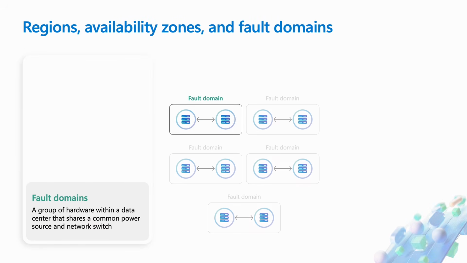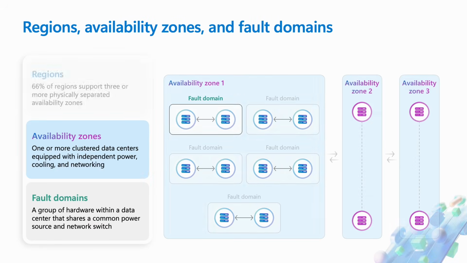Now, let's take a look at the physical building blocks Azure uses to isolate failures and protect your workloads. At the base level, we have fault domains. Simply put, a fault domain is a group of hardware that shares a common power source and network switch. You can think of this as a single server rack. If a power supply fails or a network switch goes offline, it typically only affects that one fault domain. By spreading your virtual machines across multiple fault domains, you ensure that a hardware failure in one rack doesn't take down your entire application.